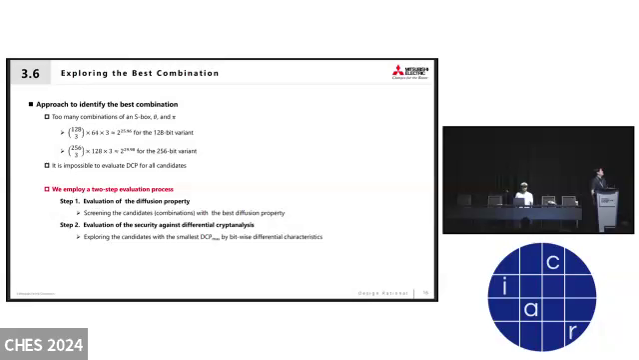And then we explore the best combination of SBoxes and linear layers. However, there are too many candidates of combinations of an SBox and linear layers to evaluate by bit level optimization regarding differential cryptanalysis. Therefore, we employ a 2-step evaluation process, which is a very common process to design symmetric key primitives. Firstly, we evaluate the diffusion property. And then, we evaluate the security against differential characteristics for the candidates passing step 1.